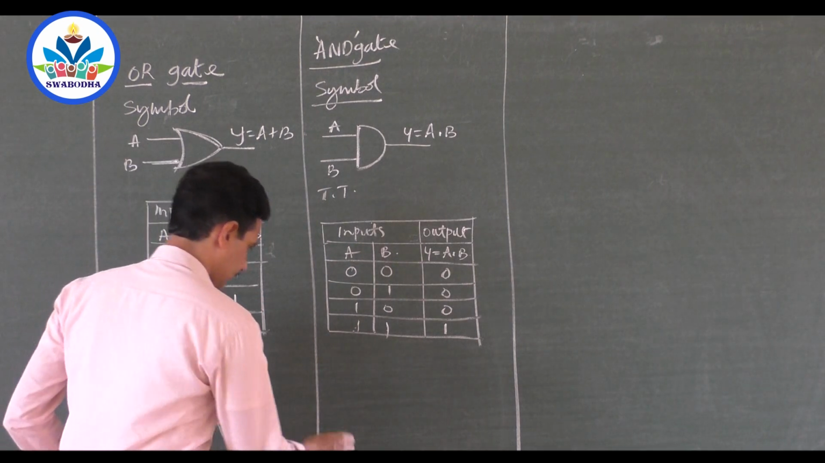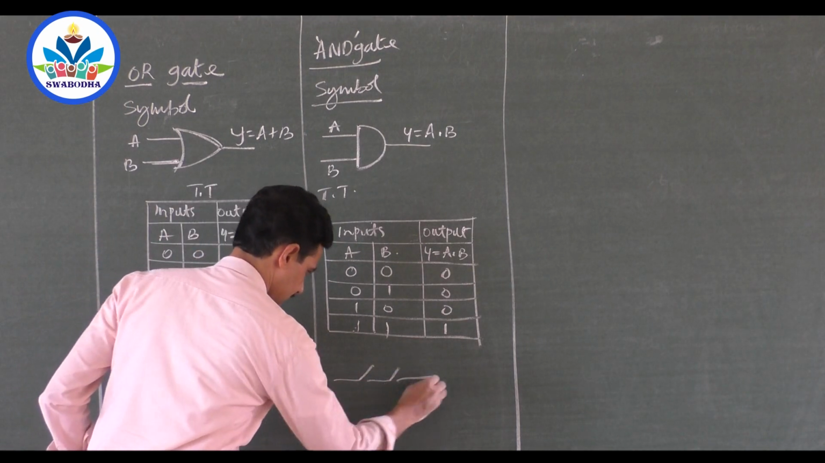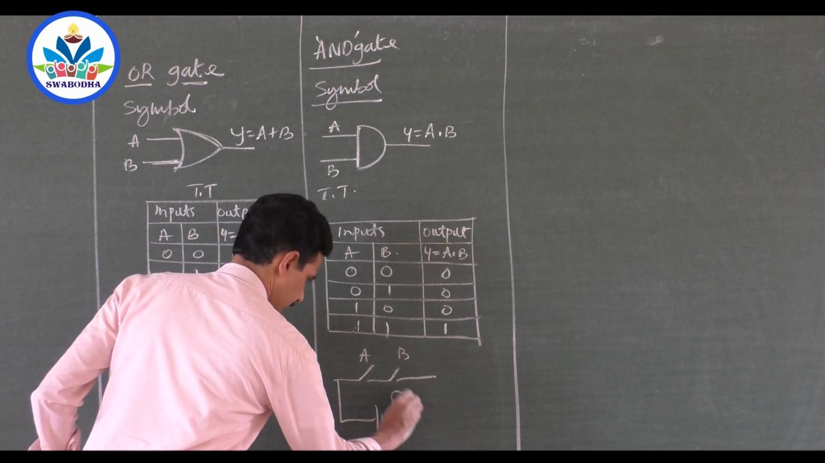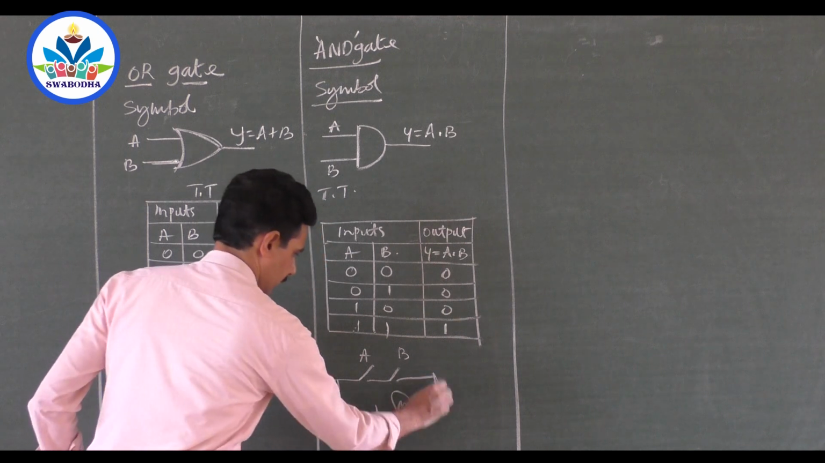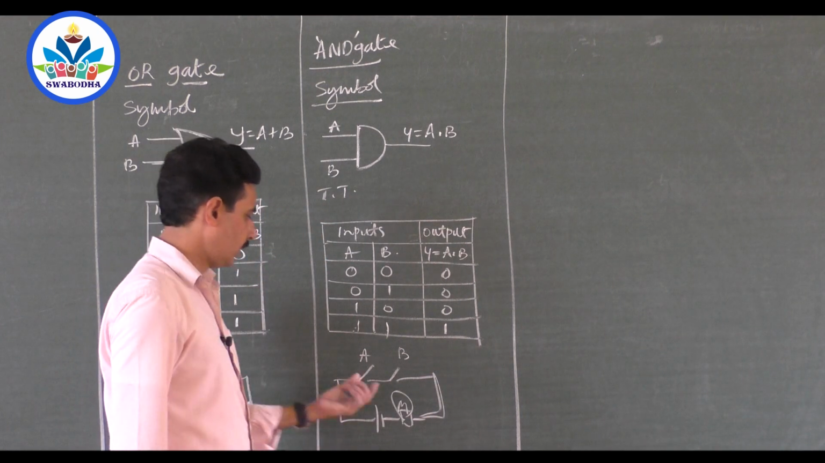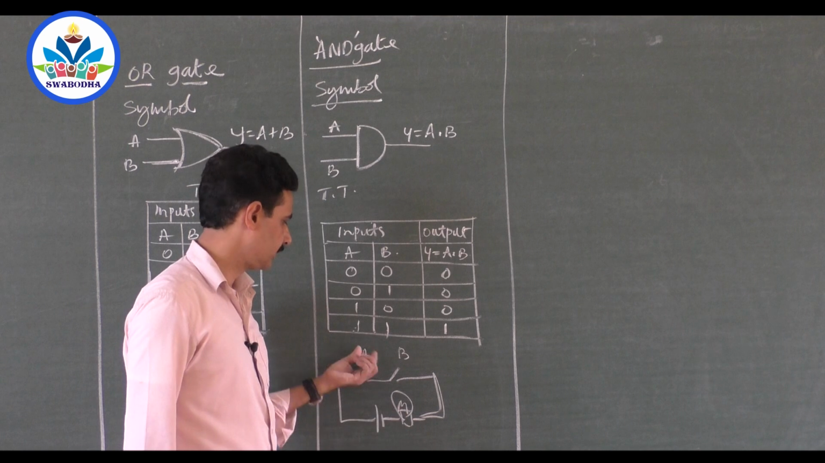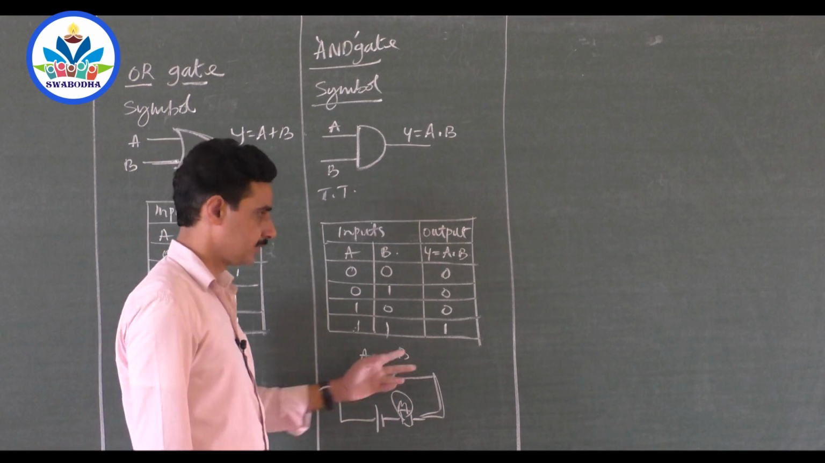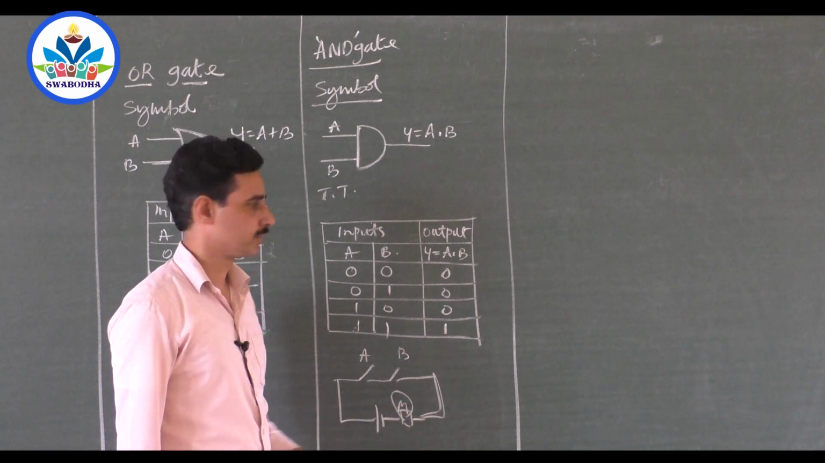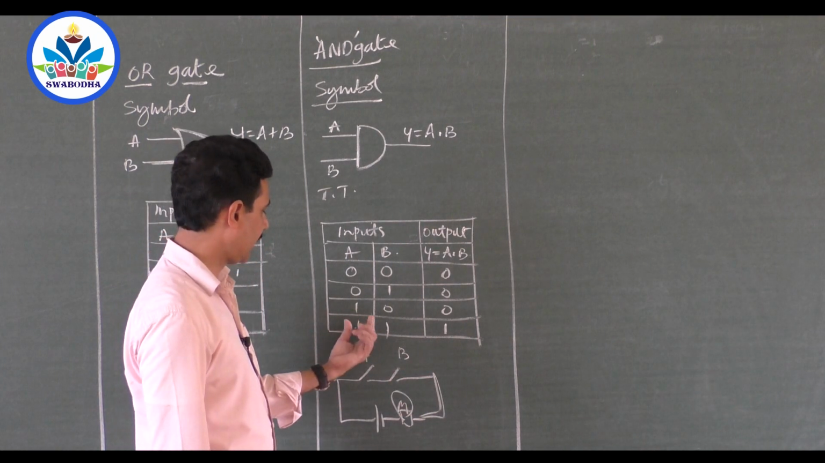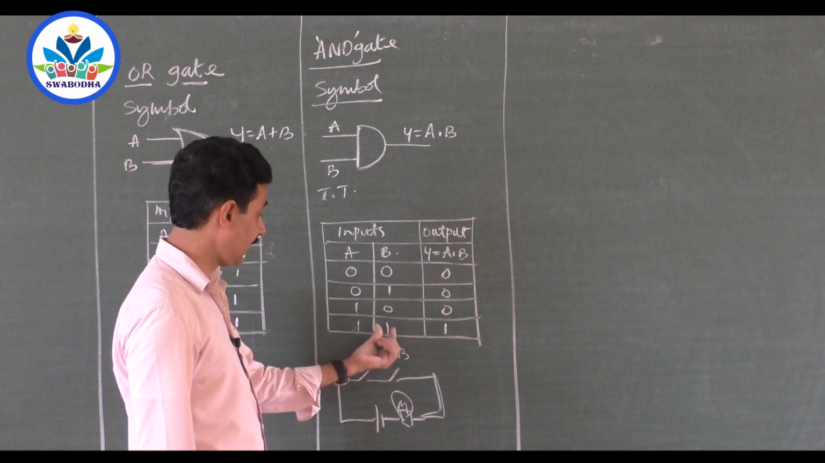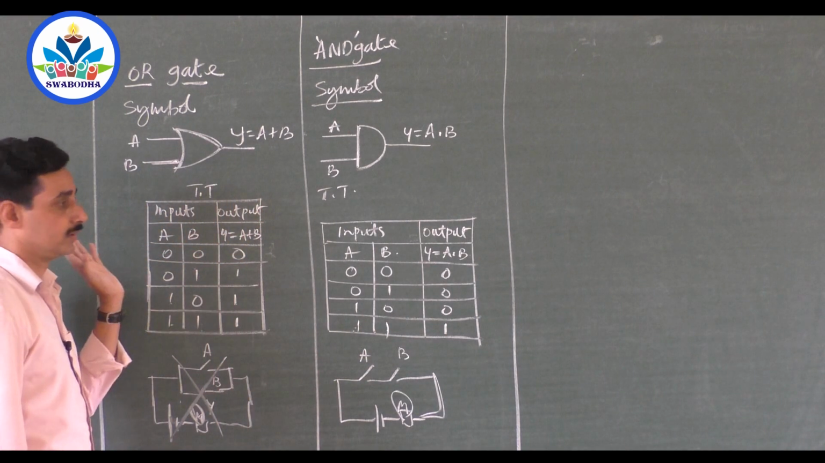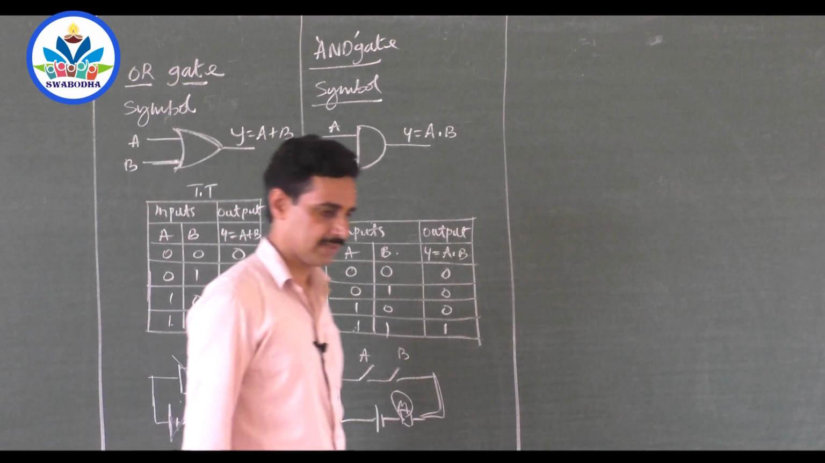What is the realization here? All the switches are in series. Switch A, switch B, and here is the battery, here is the bulb. This is just to show you how it works. See, output will be on only when both the switches are on. If one of the switches is off, the circuit is incomplete, no current flows. So when both A and B are on, output is on. This is the way in which we realize it.